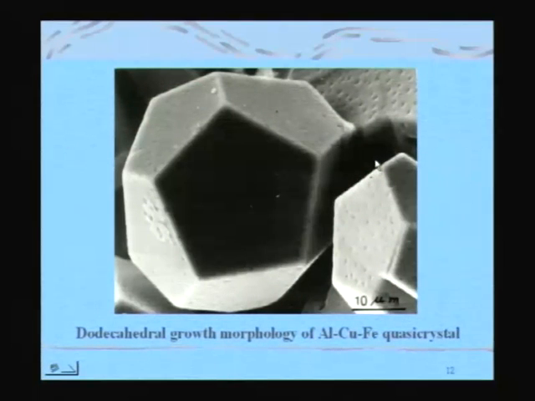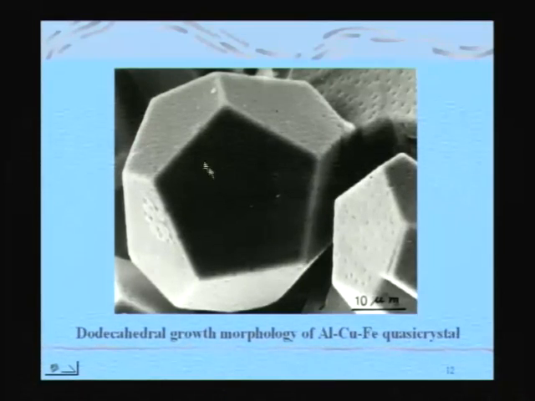this kind of image. This is nothing but a grain, an aluminum copper iron quasicrystalline grain, which shows a clear... what kind of a solid is this? It is a dodecahedron, yes. So this is not a model, it is a grain in a material. It is an SEM picture of a sample of aluminum copper iron.